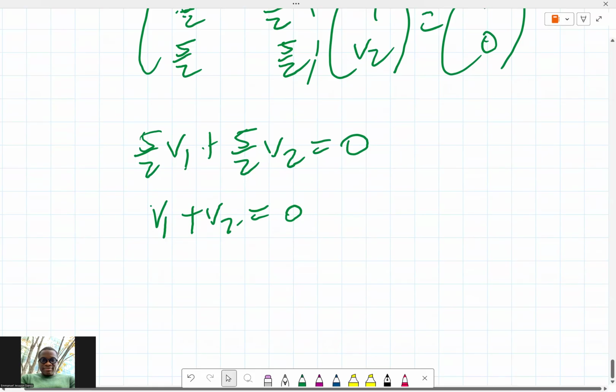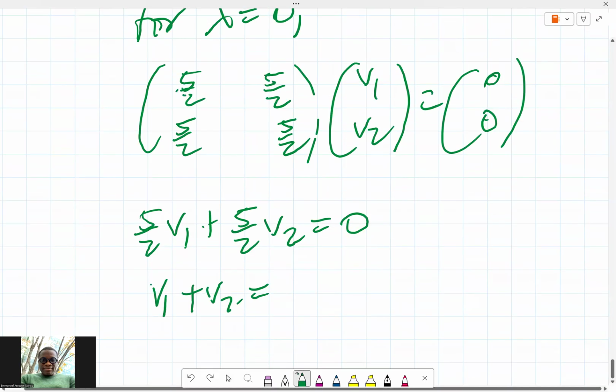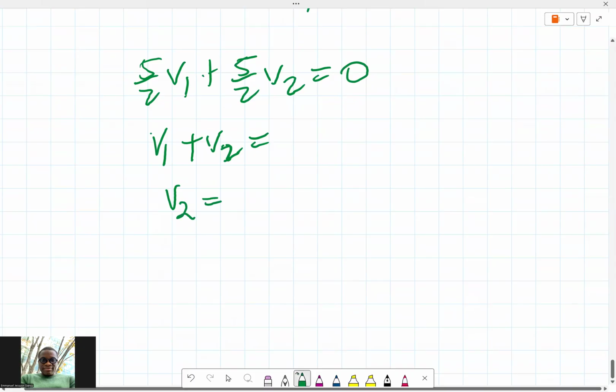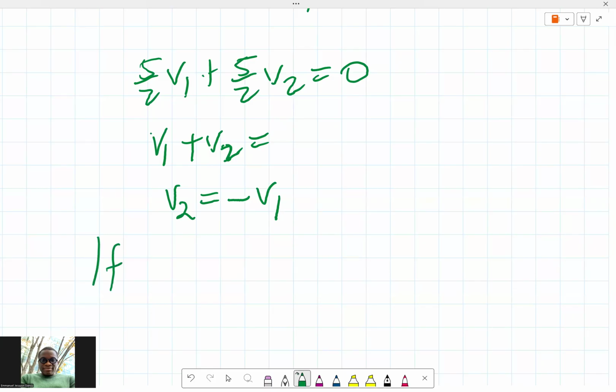That simply means that V2 is equal to minus V1, as we know. So we can now choose any value arbitrarily. If V1 is equal to 1, that means V2 is equal to minus 1.